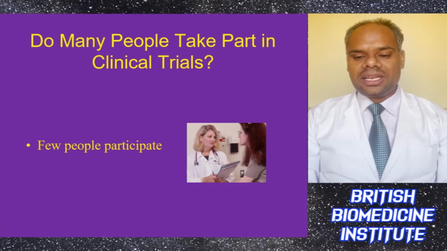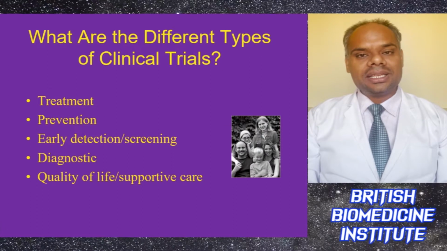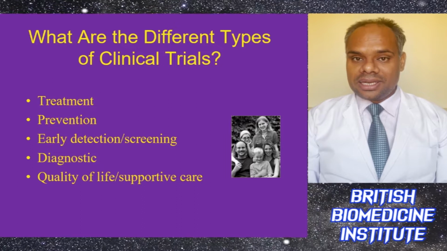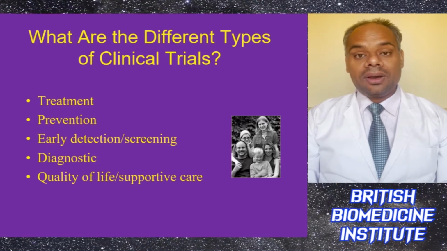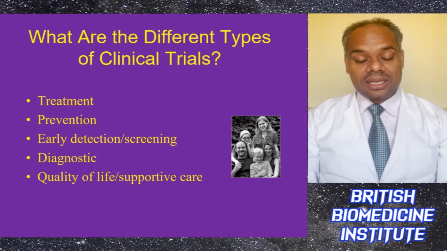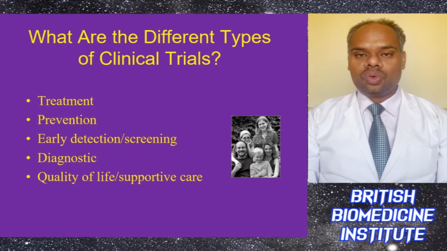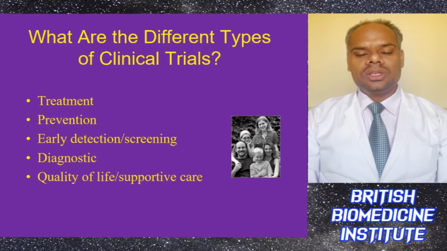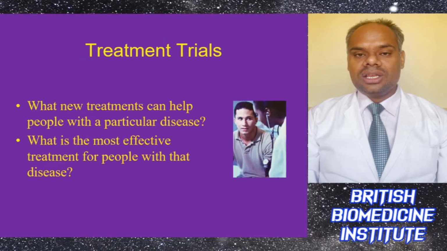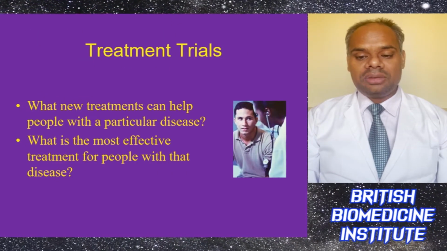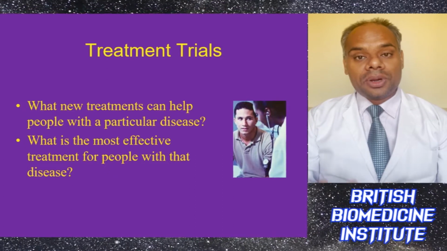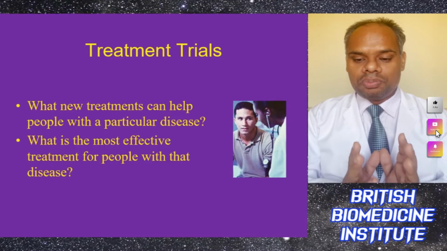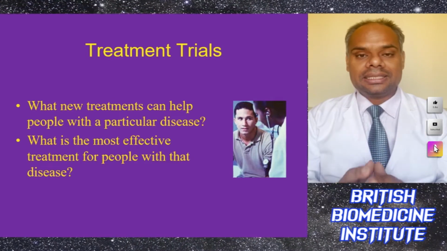What are the different types of clinical trials? Basically, they are divided into 5 types: treatment, prevention, early detection or screening, diagnostic trials, and quality of life or supportive care. Now comes treatment trials. Basically, what new treatment can help people with a particular disease? What is the most effective treatment for people with that disease, like COVID?